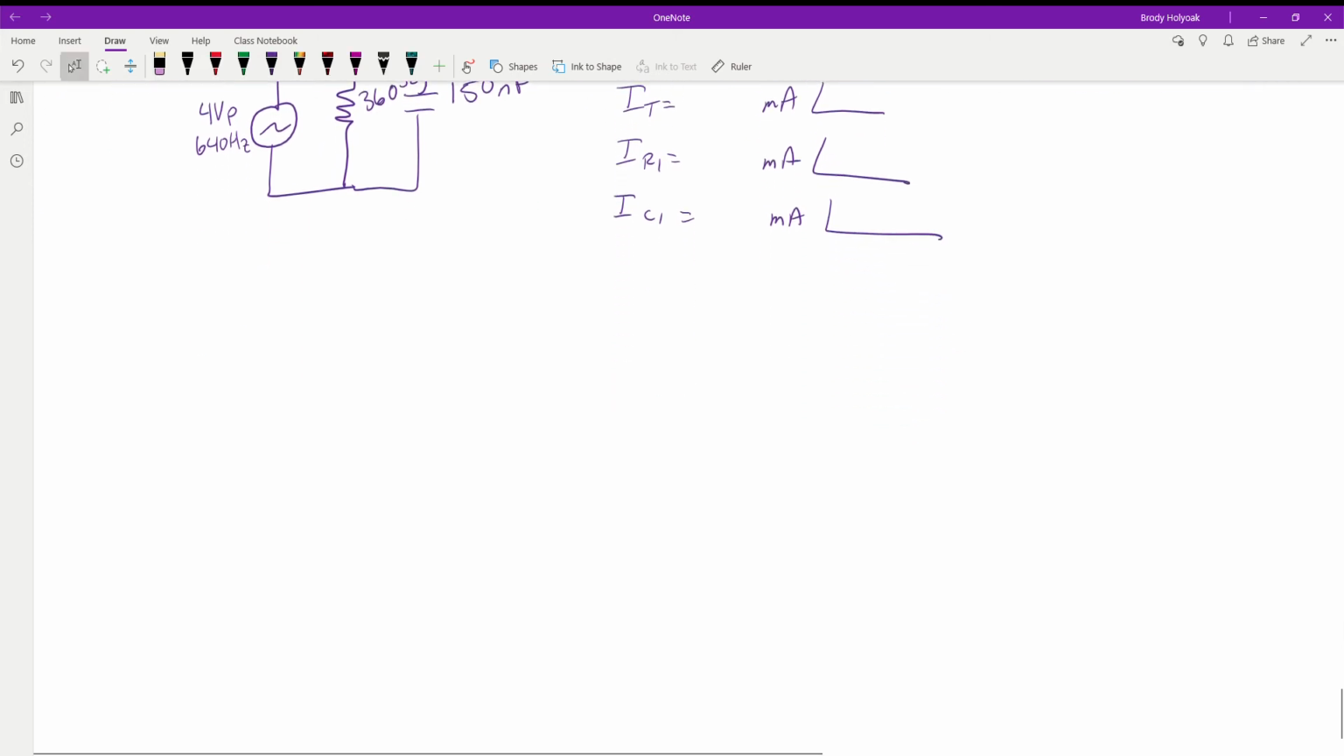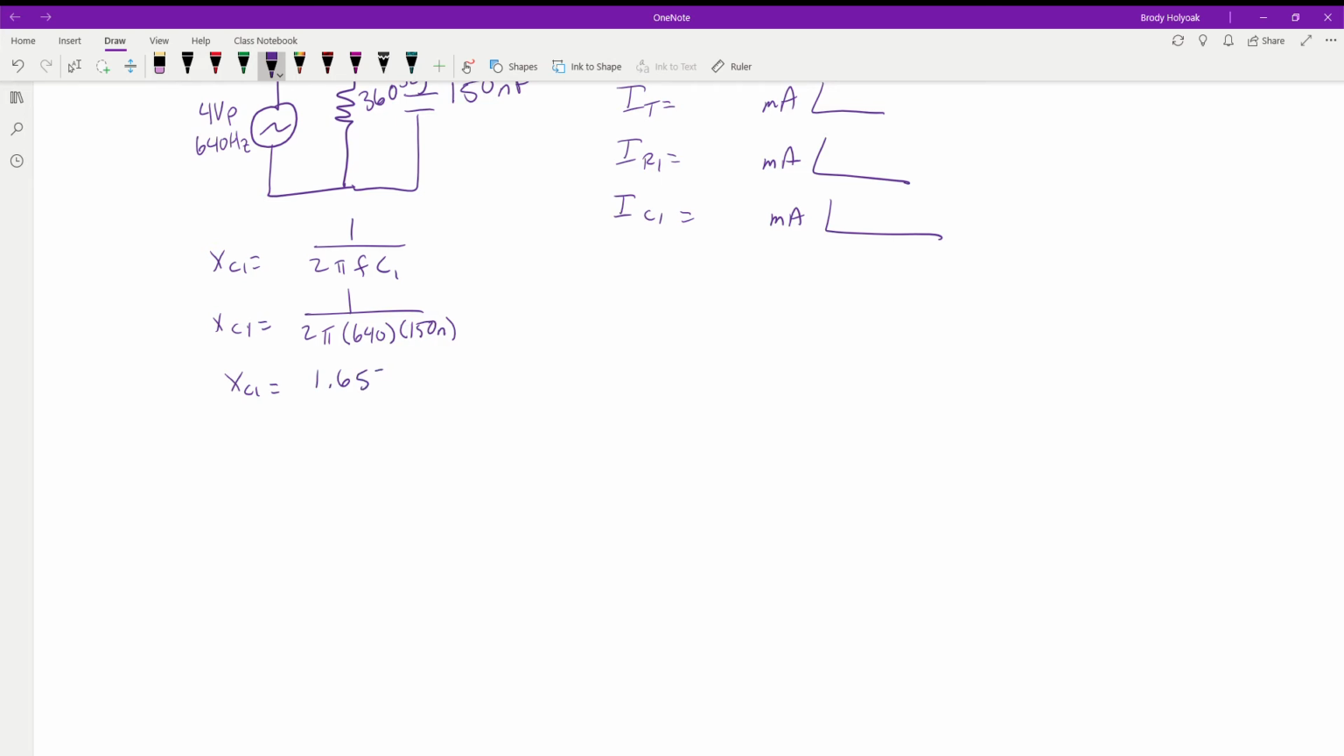Again, we're going to go through things the exact same way we did before. The capacitive reactance is equal to 1 over 2 pi F C1, which is 1 over 2 pi times 640 times 150 nano. So X of C1 is going to be 1.657 K at negative 90. Now we need to find our total impedance.